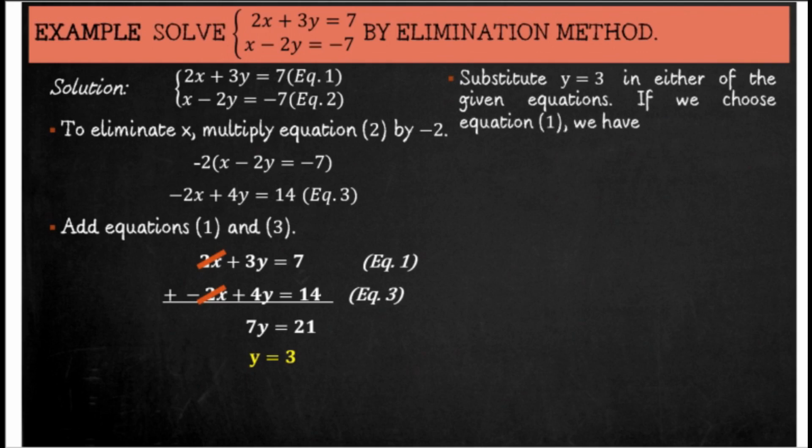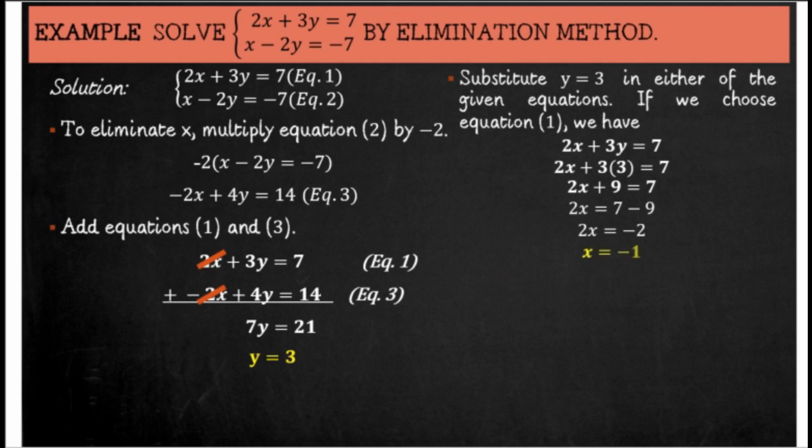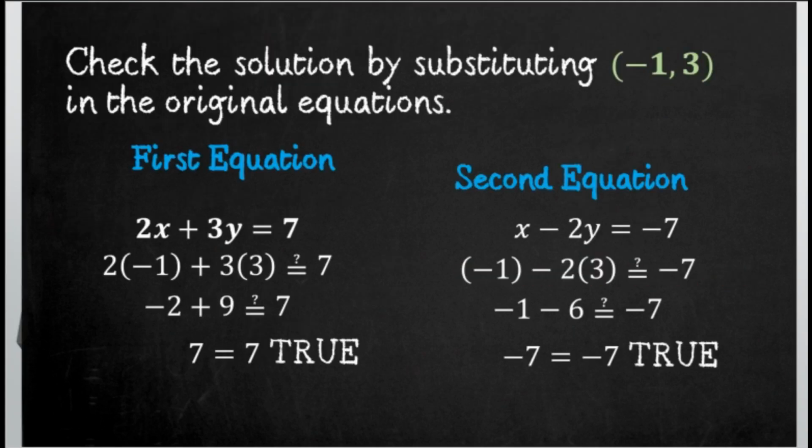If we choose equation 1, we have 2x plus 3y equals 7. Substitute y equals 3. We have 2x plus 3 times 3 equals 7. 2x plus 9 equals 7. 2x equals 7 minus 9. 2x equals -2. Divide both sides by 2. We have x equals -1. Thus, the solution is -1, 3.